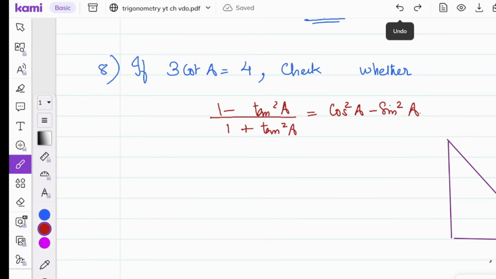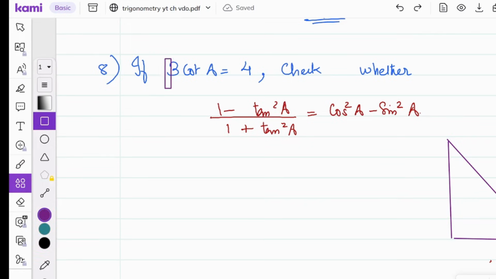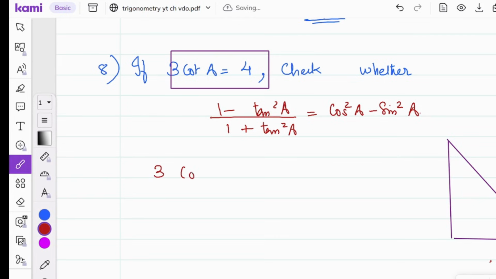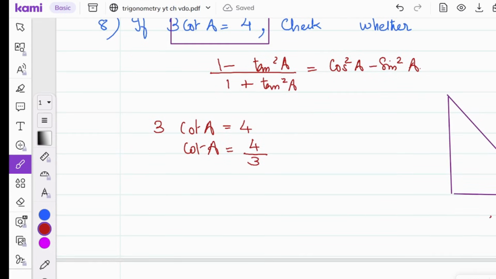So let me first write the given thing here. Given 3 cot A equal to 4, right? Therefore, cot A equal to 4 divided by 3. We know that cot theta equal to adjacent divided by opposite.